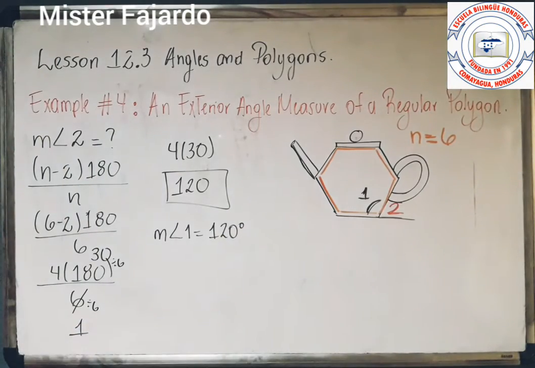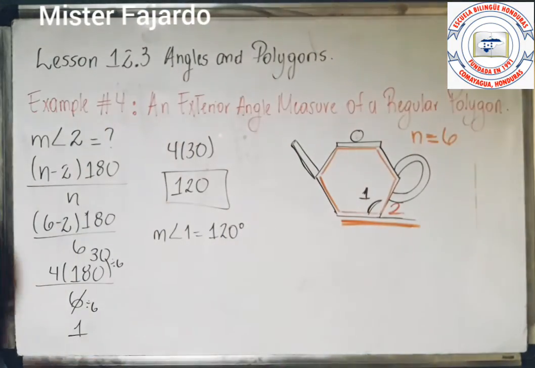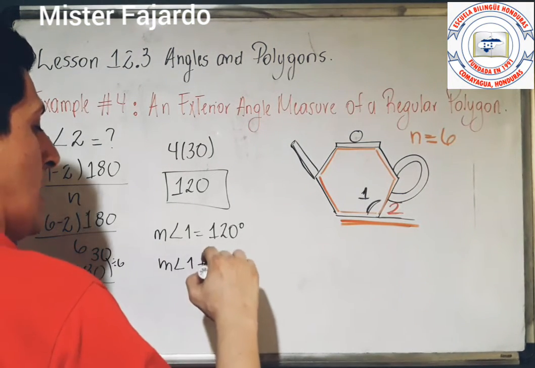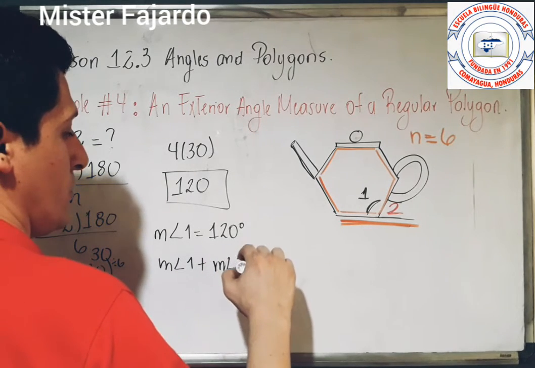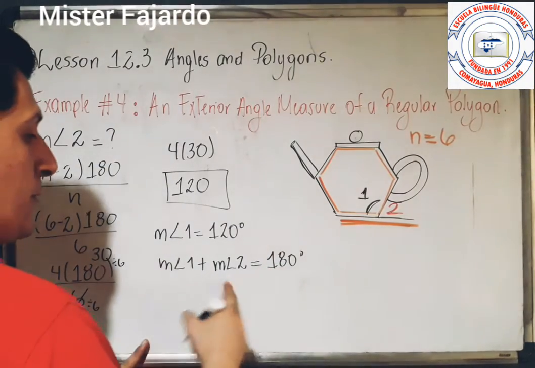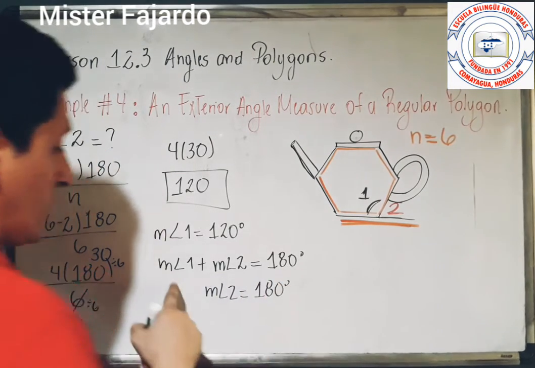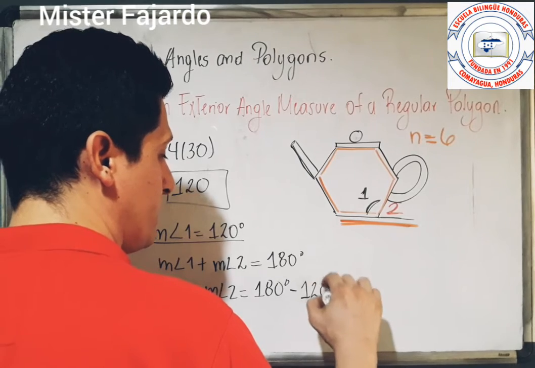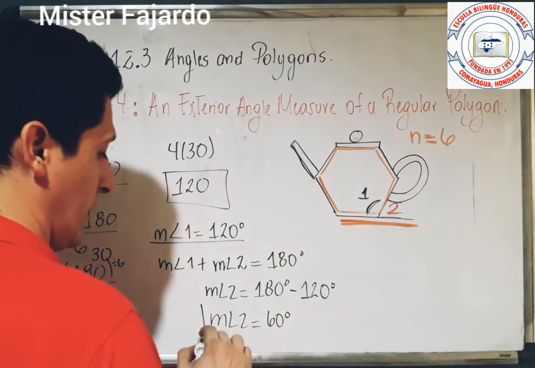Now, in this case, you are going to have again a straight line, okay? This one. That means that angle number 1 and angle number 2 are supplementary angles. That means that the measure of angle number 1 plus the measure of angle number 2 has to be equal to 180 because they are supplementary angles, okay? We need to find this value. The measure of angle number 2 is going to be equal to 180 minus 120, since you know that the measure of angle number 1 is 120. That means that the measure of angle number 2 is going to be equal to 60 degrees, okay?